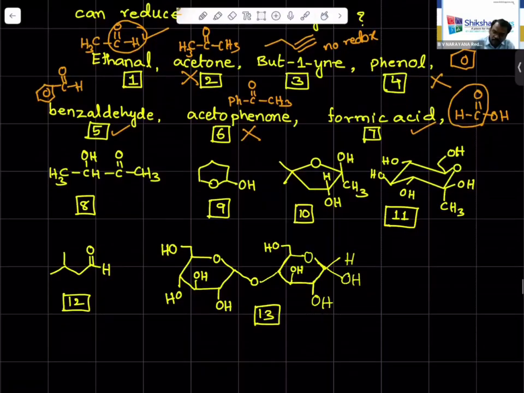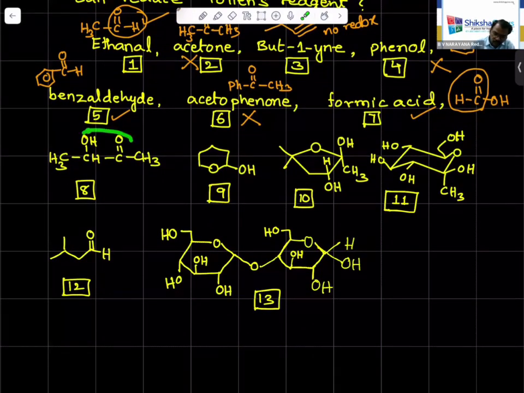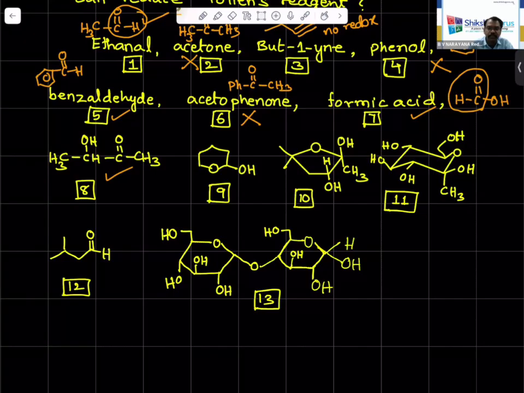Next one is, observe it very clearly. It is a ketone, but the alpha carbon has a hydroxy and a hydrogen. Therefore, it also reacts with Tollens reagent. It reduces Tollens reagent. Now, what about the ninth molecule?